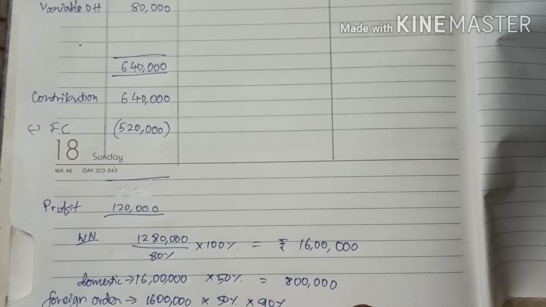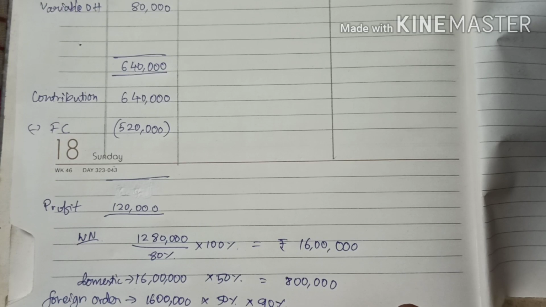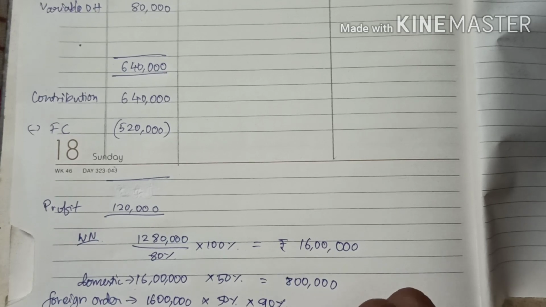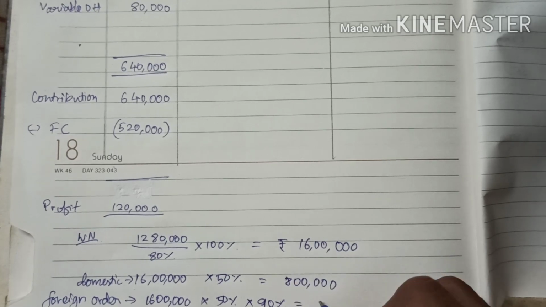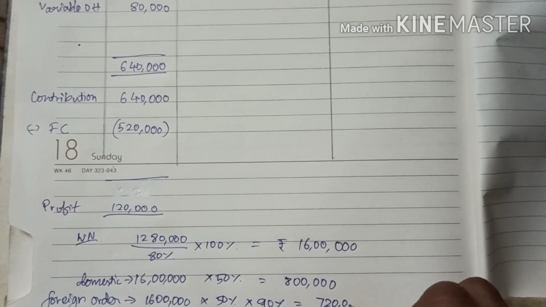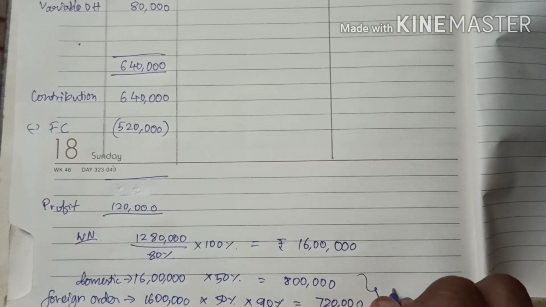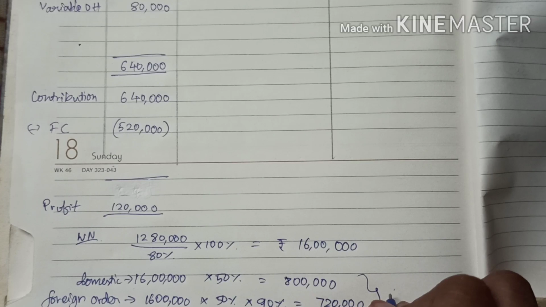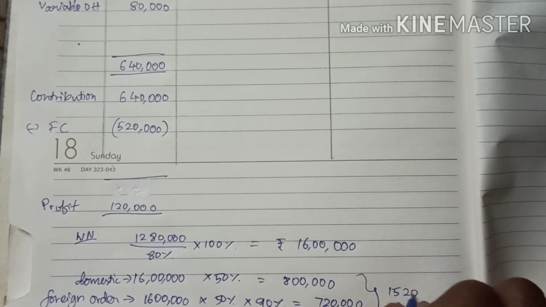The price of foreign order is 10% less than the domestic price. So we have to reduce like this: 100 minus 10, and you will get 90%. And here if you calculate, you will get 7,20,000, and you have to add these two and put it as sales, that is 15,20,000.